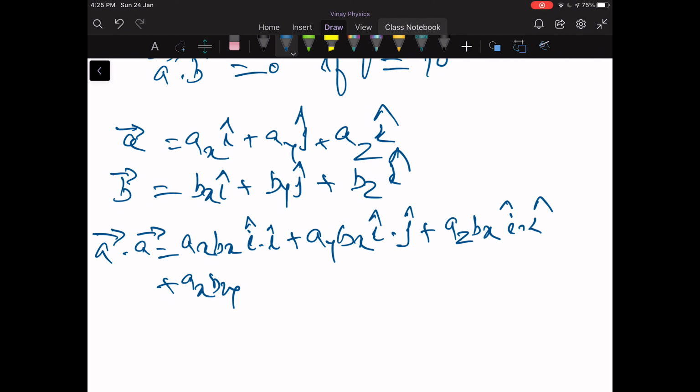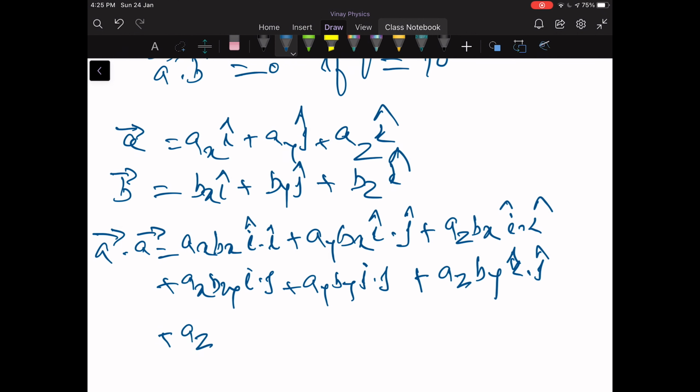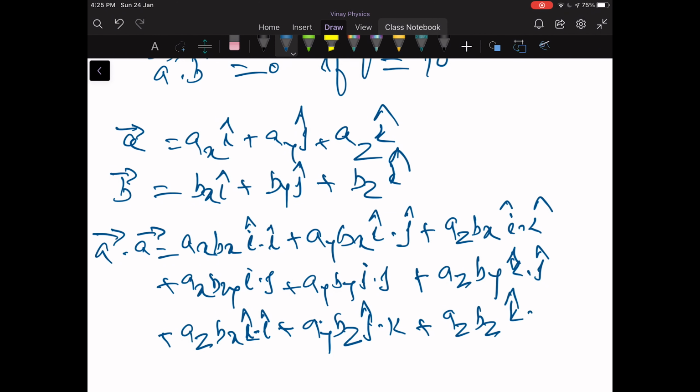AX BY i dot j plus AY BY j dot j plus AZ BY k dot j plus AZ BX i dot k plus AY BZ j dot k plus AZ BZ k dot k.